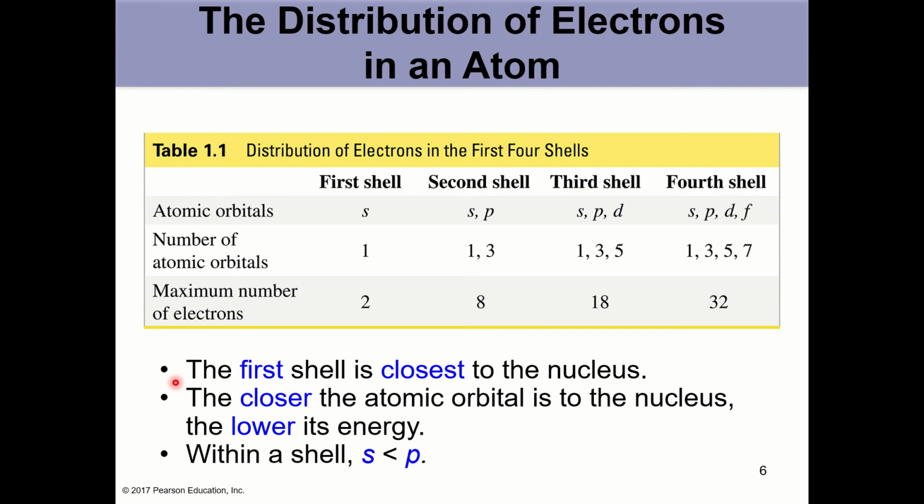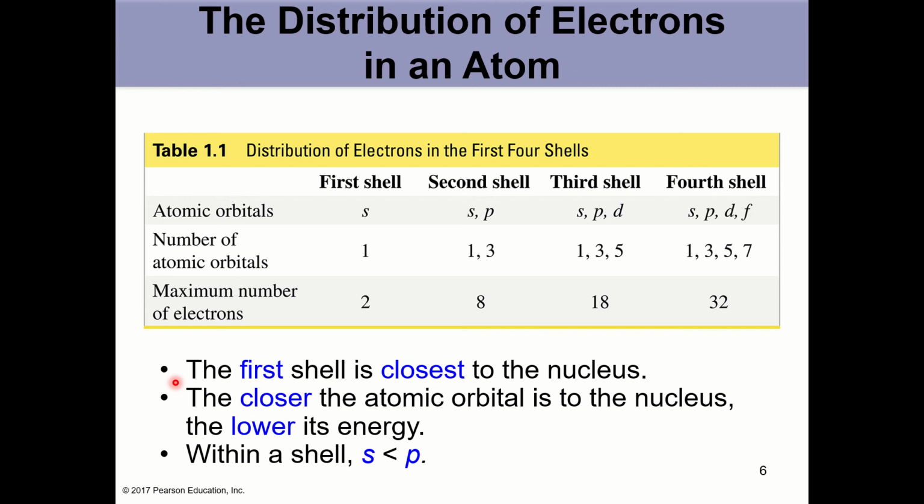If you have only S orbitals, there's only one S orbital. And an S orbital can hold how many electrons? 2. And those electrons have to have opposite spin. They can't be in the same direction.